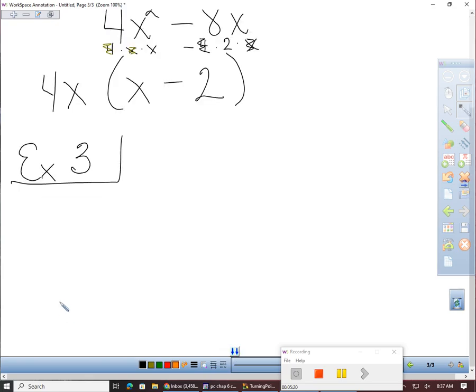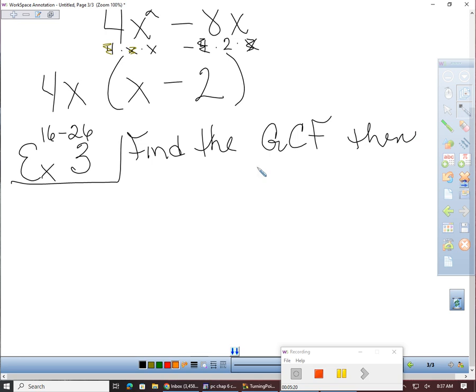And this is problems 16 through 26. And the direction either says find the greatest common factor or factor. So it means the same thing. We're going to say find the greatest common factor, then factor. Kind of covers those.